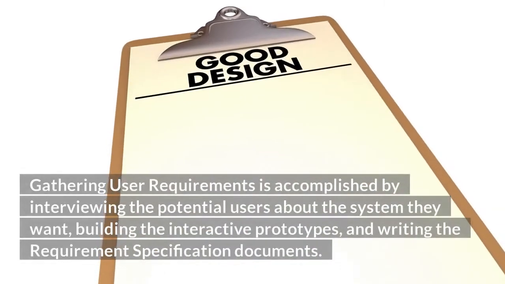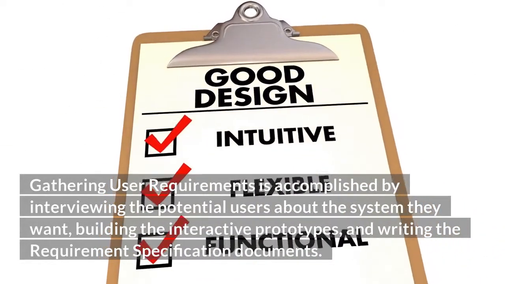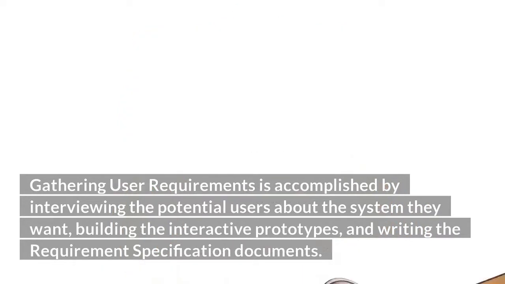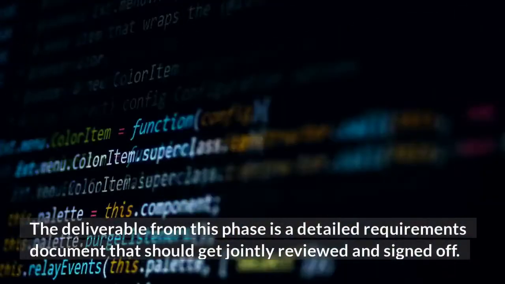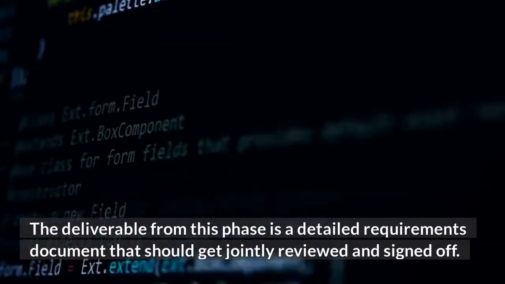Gathering user requirements is accomplished by interviewing the potential users about the system they want, building the interactive prototypes, and writing the requirement specification documents. The deliverable from this phase is a detailed requirements document that should get jointly reviewed and signed off.